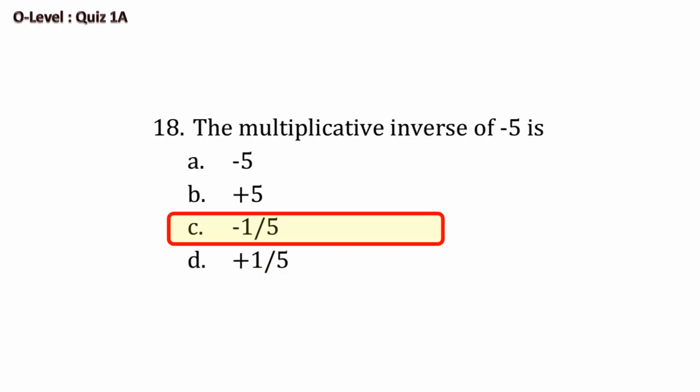Question 18, the multiplicative inverse of minus 5 is, note that the multiplicative inverse is just the same as the reciprocal of that number. And when you multiply a number by its multiplicative inverse, the result should be equal to 1. So 1 divided by minus 5 gives us minus 1/5. And this is the multiplicative inverse of minus 5.